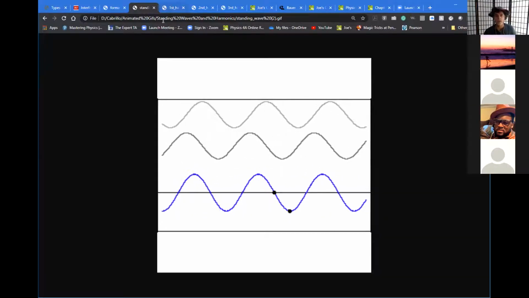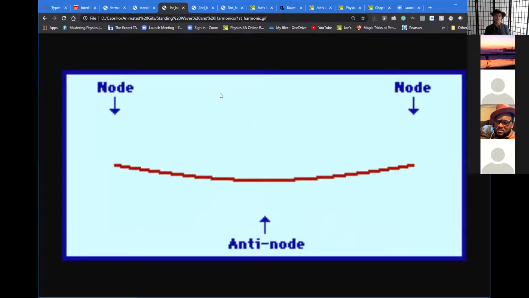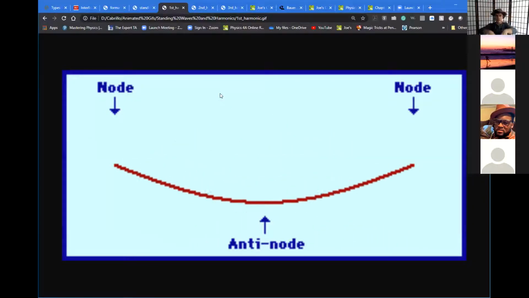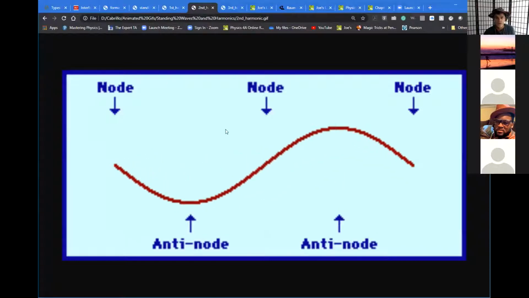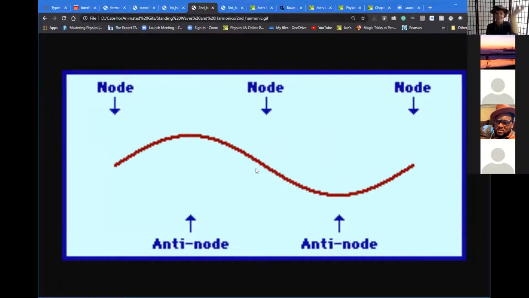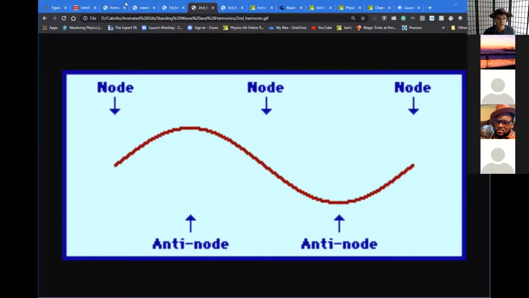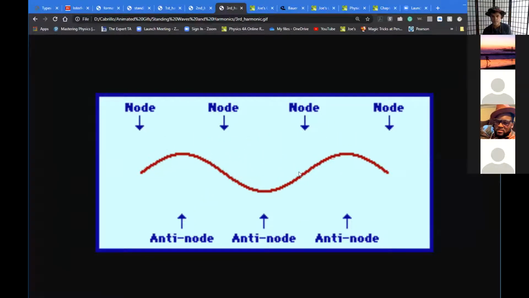And standing waves can happen at certain frequencies. So the very first standing wave that you can create just has one segment, and that one segment oscillates up and down. If I then increase the frequency, I can get what's called the second standing wave, which is the second harmonic. If I then continue to increase the frequency, I could get the third harmonic and so on.